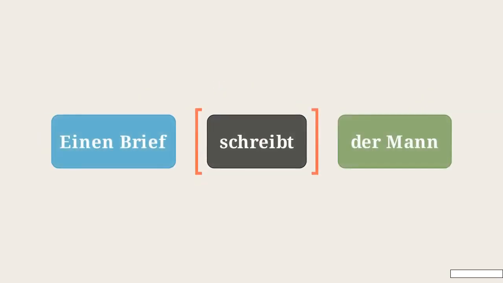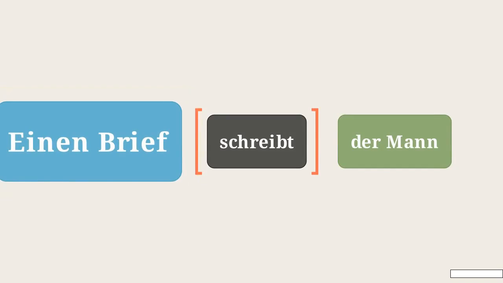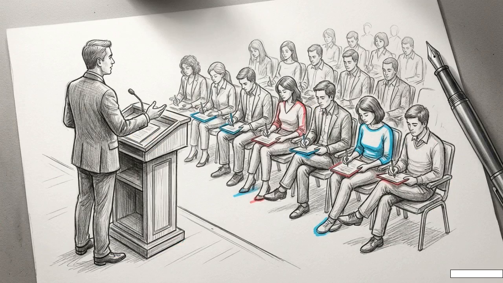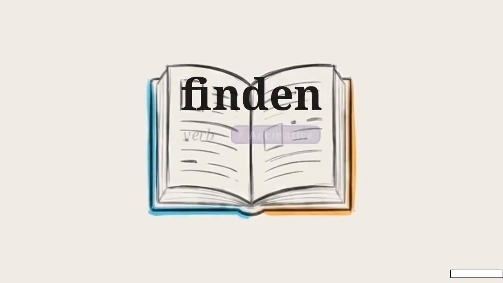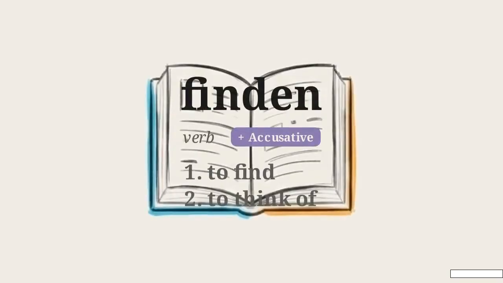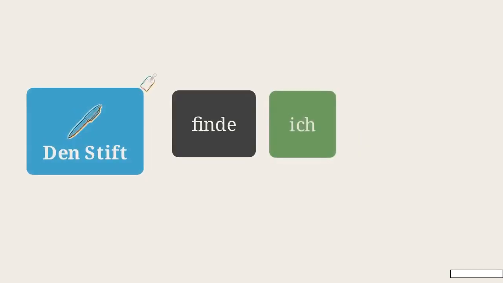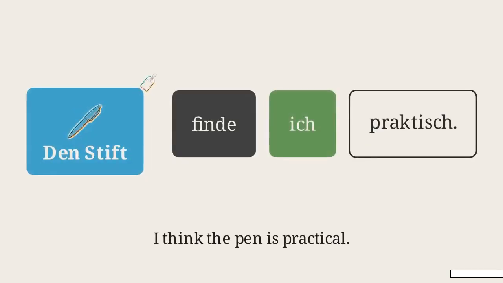This syntax flexibility allows German speakers to emphasize the object by placing it first, without confusing the listener about who is actually performing the action. Let's combine the masculine exception rule and the inverted syntax rule into a single sentence using the verb finden, to find or to think of something. Den Stift finde ich praktisch. I think the pen is practical. We lead with the masculine object, place our verb in position 2, and follow it with the subject.